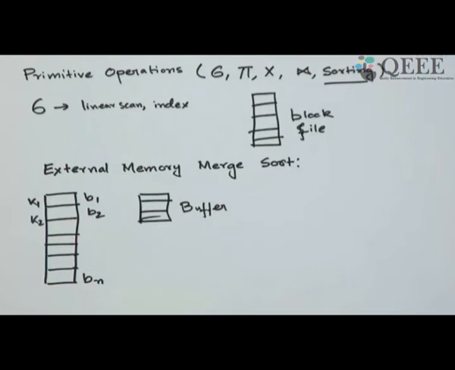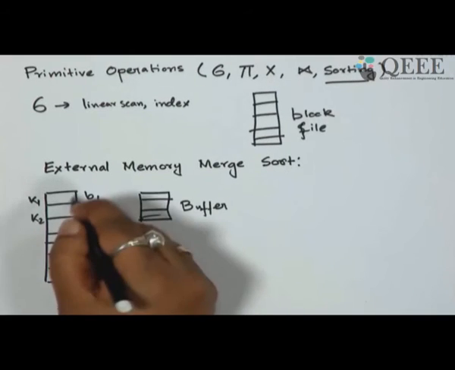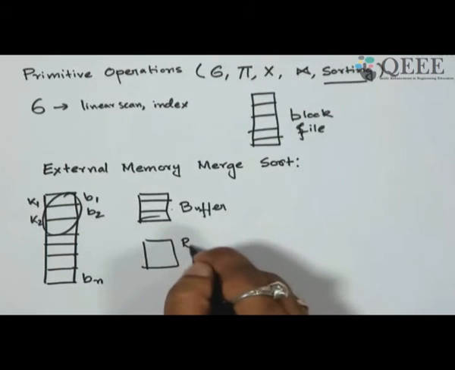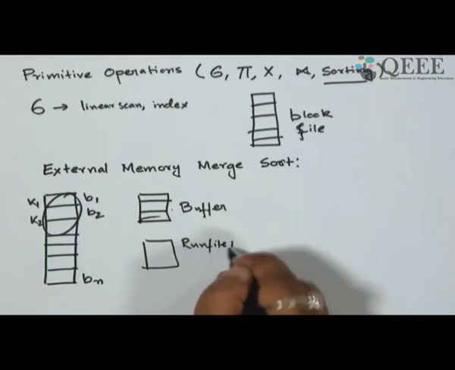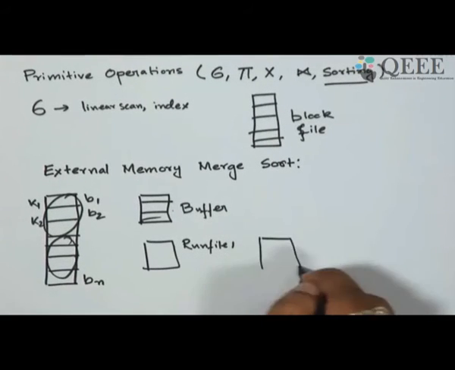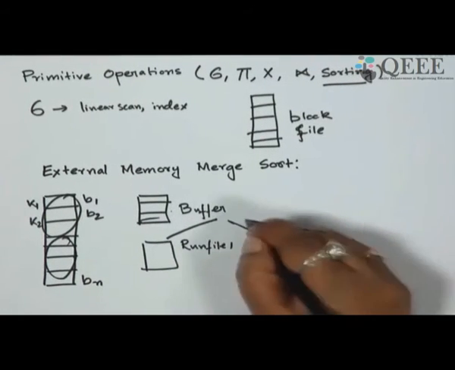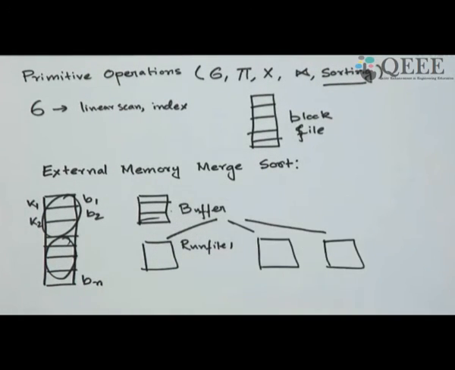In such a situation, you use something called an external memory merge sort. What you do is you sort part by part. Take one part to the buffer, sort it, write it down to a run file. Take another part, sort it, write it down to another run file. So these are small parts of the file which are individually sorted. Then you use merge sort to merge them into the final file. Okay, this is the strategy.